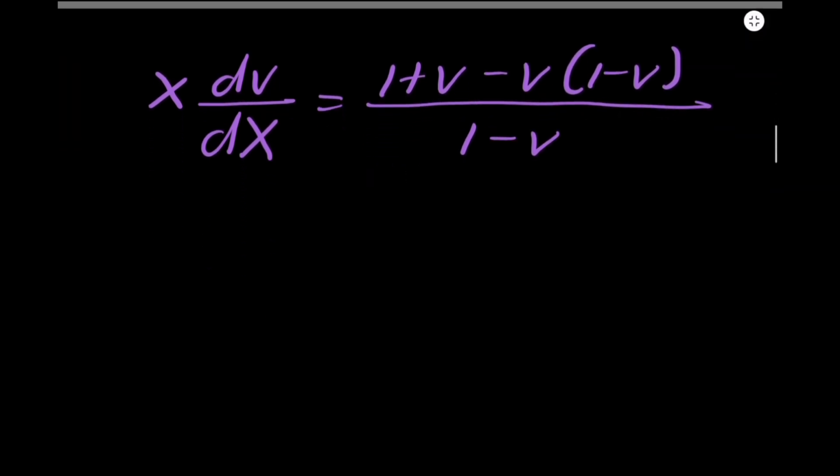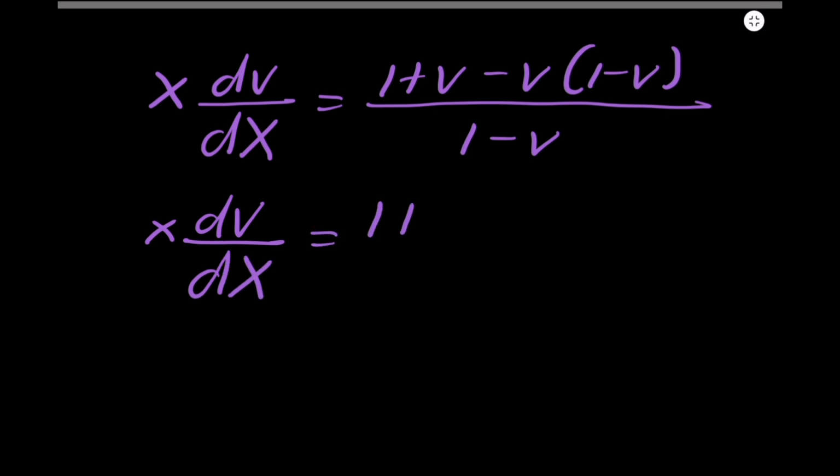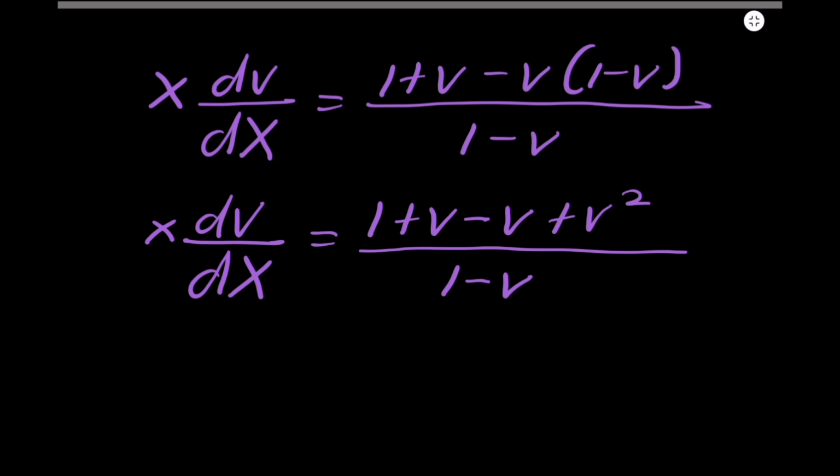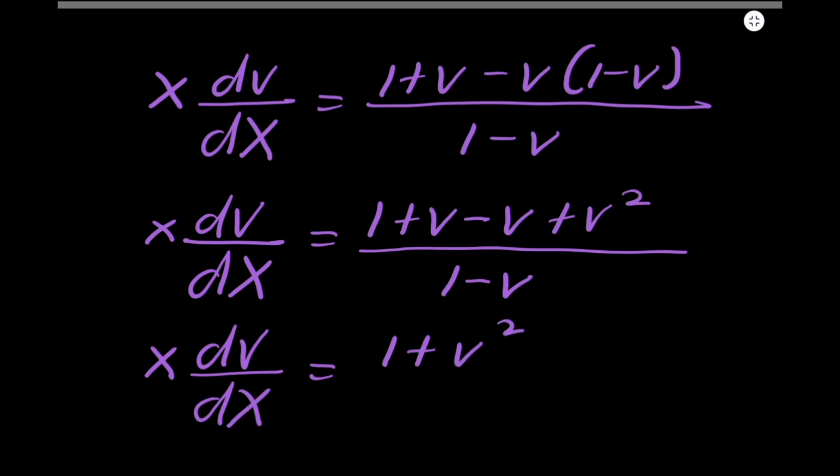Now, let us simplify the numerator. So, X dv/dX equals 1 + v - v. Okay, let us distribute negative v, multiply negative v by (1 - v). So, negative v, then plus v squared, right? And all over (1 - v). Now, let us simplify: X dv/dX equals (1 + v squared), right? All over (1 - v).